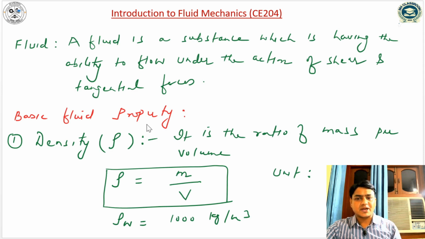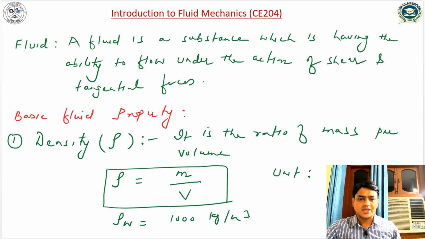So now I am going to discuss the basic fluid properties. You already know what density is. Density is the ratio of mass per unit volume, where m is the mass and V is the volume. The unit is written in kg per meter cube or gram per cc. Here I have written the density of water, that is 1000 kg per meter cube.